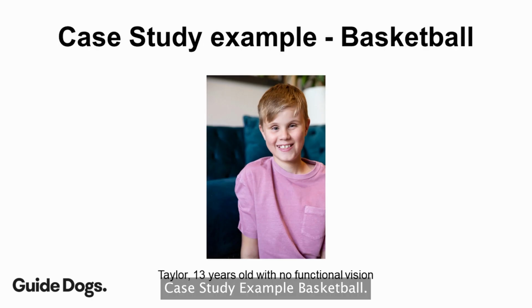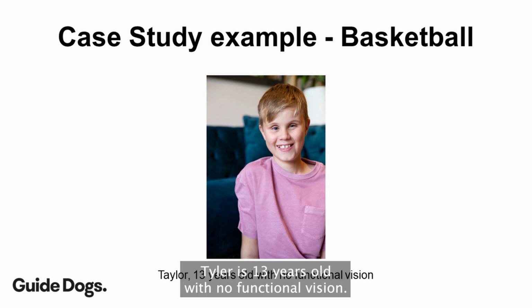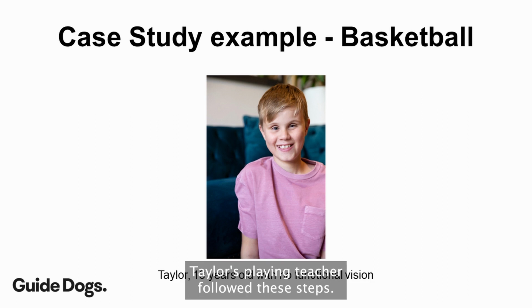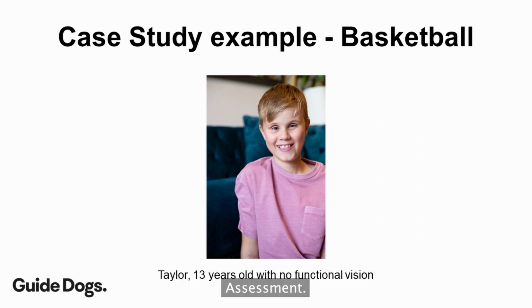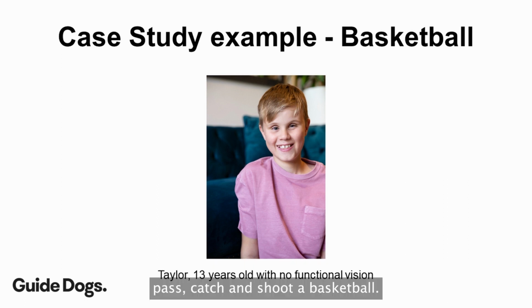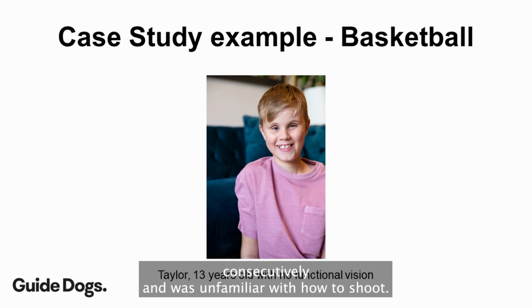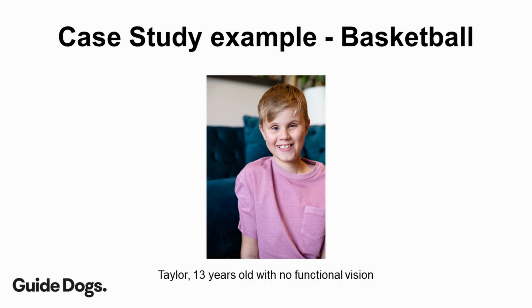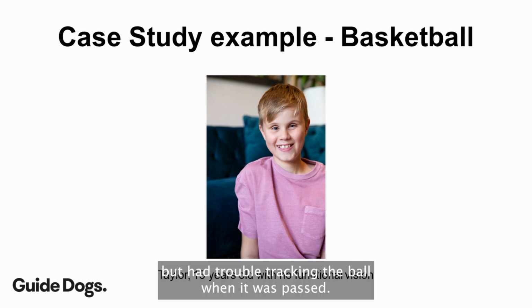Case study example, basketball. Taylor is 13 years old with no functional vision. When planning a unit on basketball, Taylor's PE teacher followed these steps. Assessment. The PE teacher asked Taylor to demonstrate the way to dribble, pass, catch and shoot a basketball. Taylor had difficulty bouncing the ball consecutively and was unfamiliar with how to shoot. Taylor was able to complete a bounce pass with confidence, but had trouble tracking the ball when it was passed.